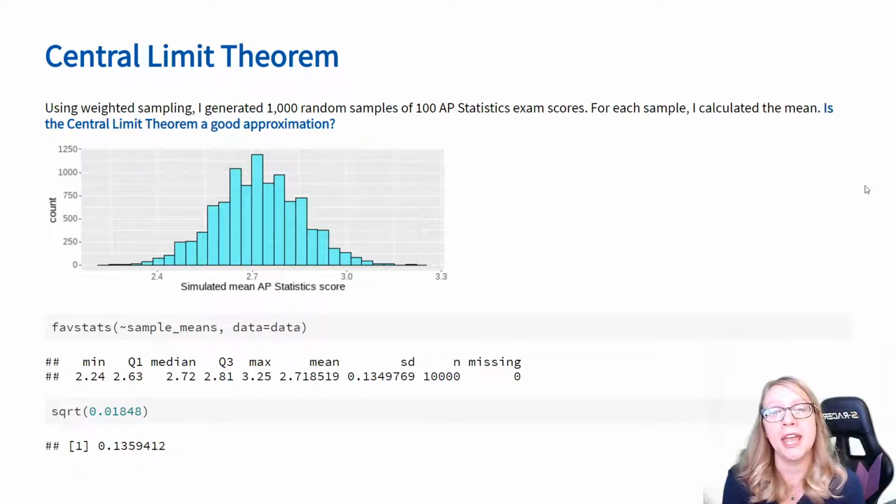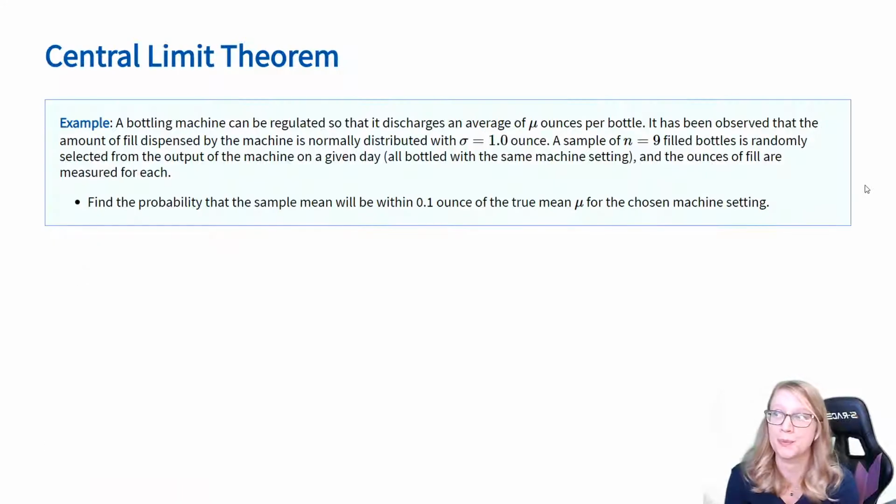Using a weighted sampling function in R, I actually went ahead and generated 1,000 random samples of 100 AP Statistics scores. This is a picture of what the sampling distribution should look like. Takeaway here: this looks a lot like a normal distribution. So even with discrete distributions, if the sample size is large enough, the central limit theorem tends to kick in.